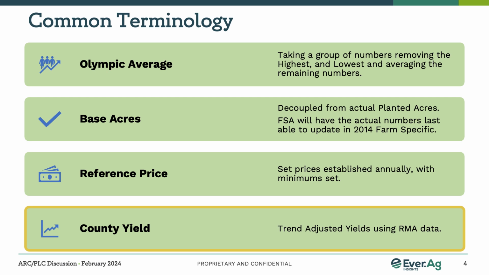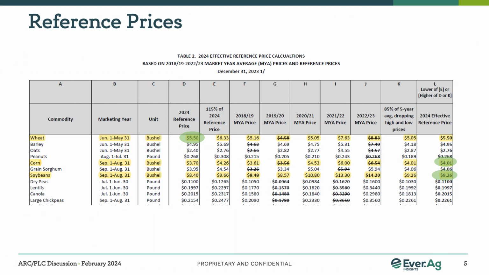I want you to understand that county yields are different from T yields or anything like that. They are trend adjusted yields using RMA data, meaning crop insurance data, to get those yields, so they're pretty realistic for each county. Next, on to reference prices.